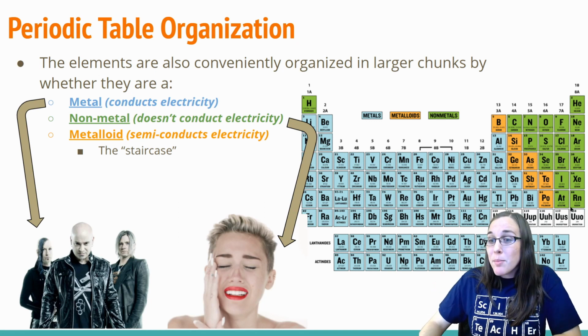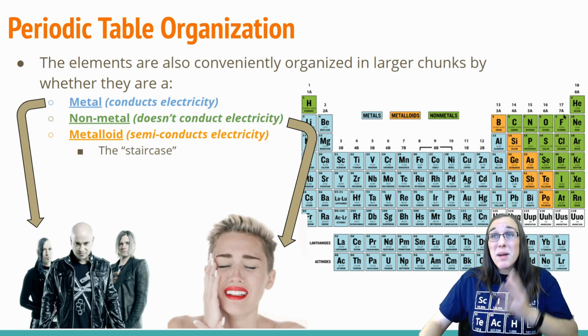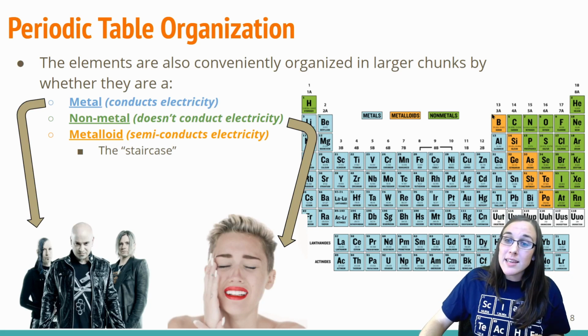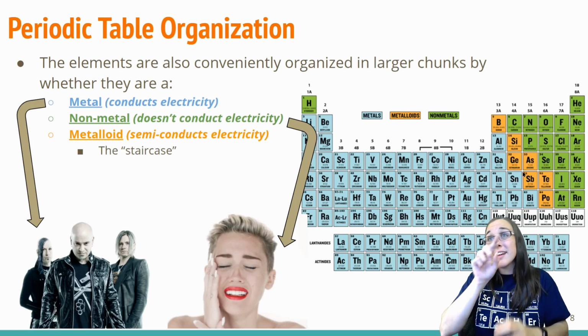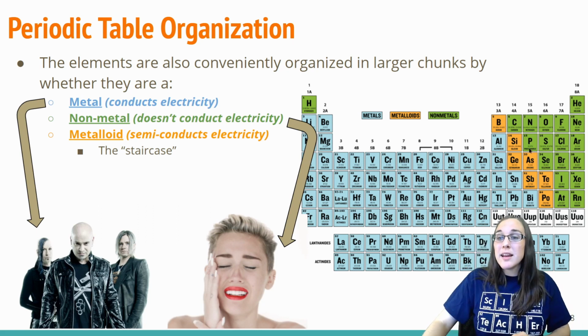Okay, so nonmetals would be the stuff in green over here, and that would be the stuff that does not conduct electricity. Again, metalloids are right here in that staircase or stair step, because it kind of looks like it. It separates the nonmetals and the metals. So it's that dividing barrier between the two, symbolized here in orange.